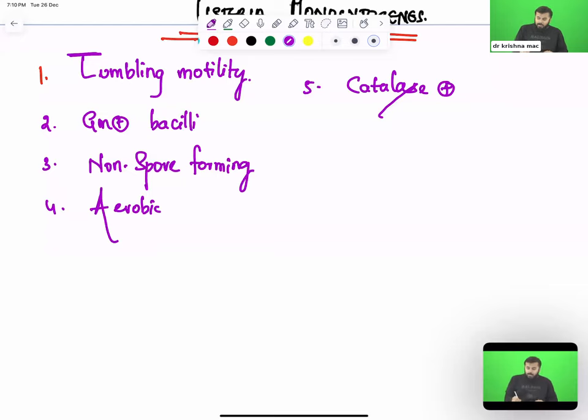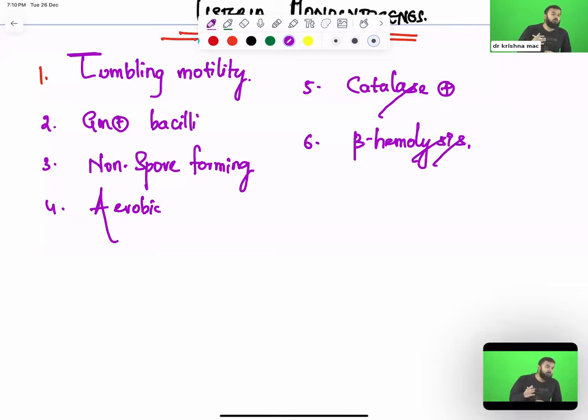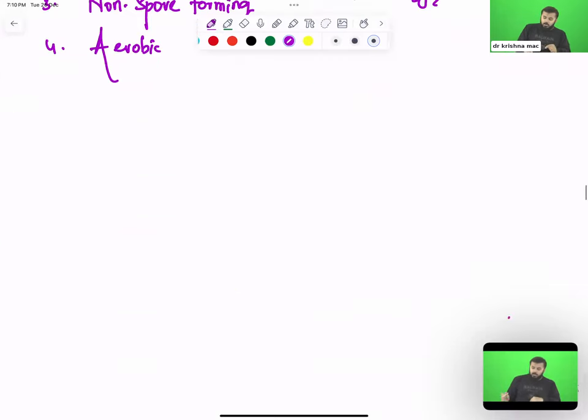The sixth important thing is, it shows beta hemolysis. Now tell me, what is beta hemolysis? Is beta hemolysis complete hemolysis, partial hemolysis, or no hemolysis at all? Very good. Complete hemolysis. Now let us look at the transmission of this bacteria.